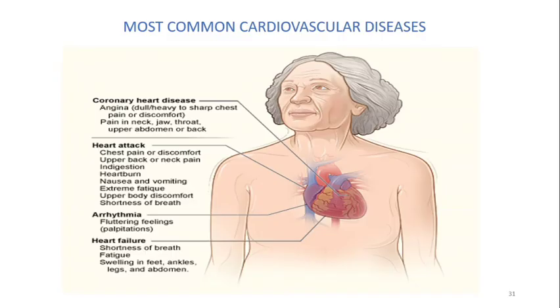So now let's talk about the most common cardiovascular diseases. First, which is the most common, is coronary heart disease. The signs and symptoms of this disease are angina, or dull or heavy to sharp chest pain or discomfort, and pain in the neck, jaw, throat, and upper abdomen or back.